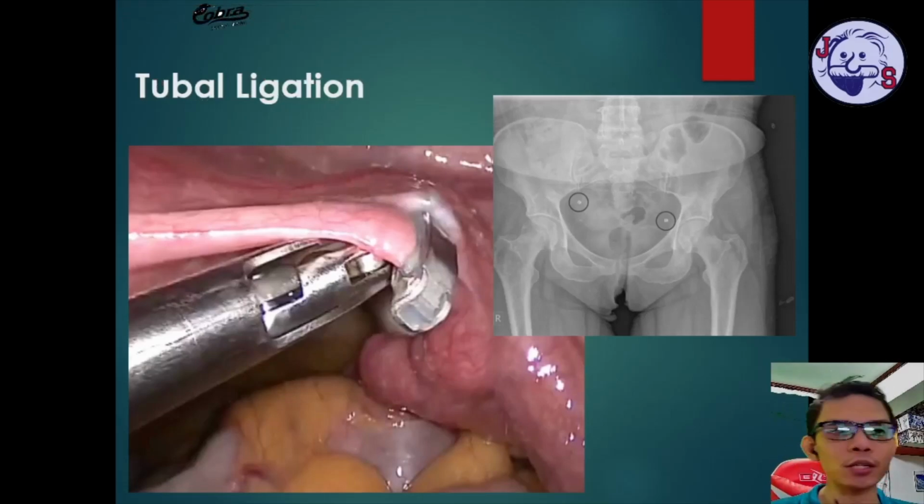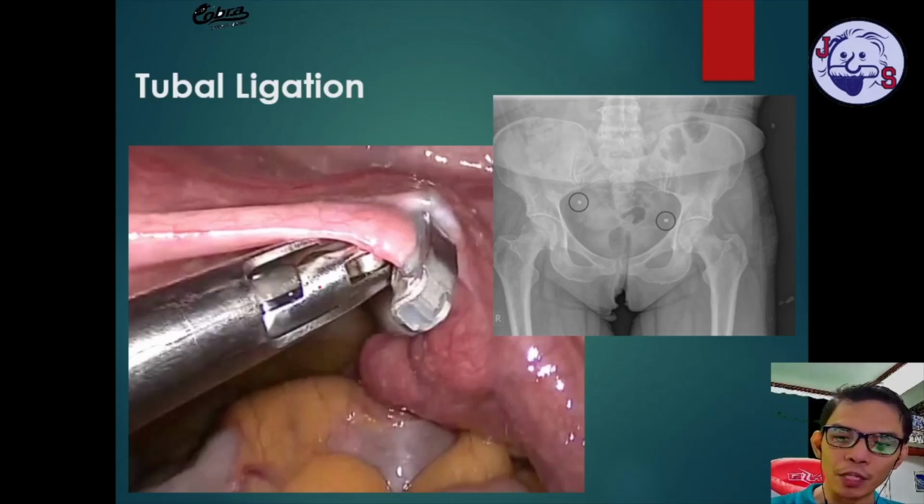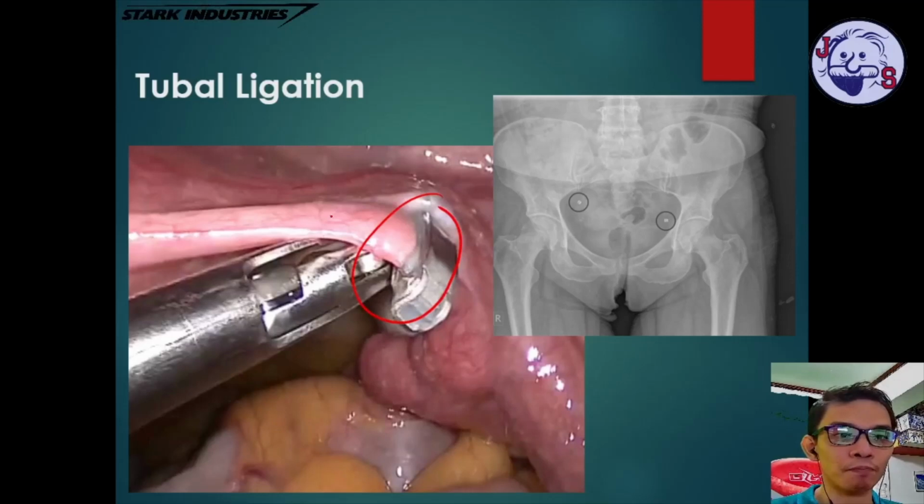The tubal ligation is the same thing as the vasectomy. The specialist will use a clip to clip down the fallopian tube, and once the fallopian tube is closed, no egg will come out of it. The egg will be trapped there, and the sperm also will not be able to get to the egg cell once that fallopian tube has been clipped down.